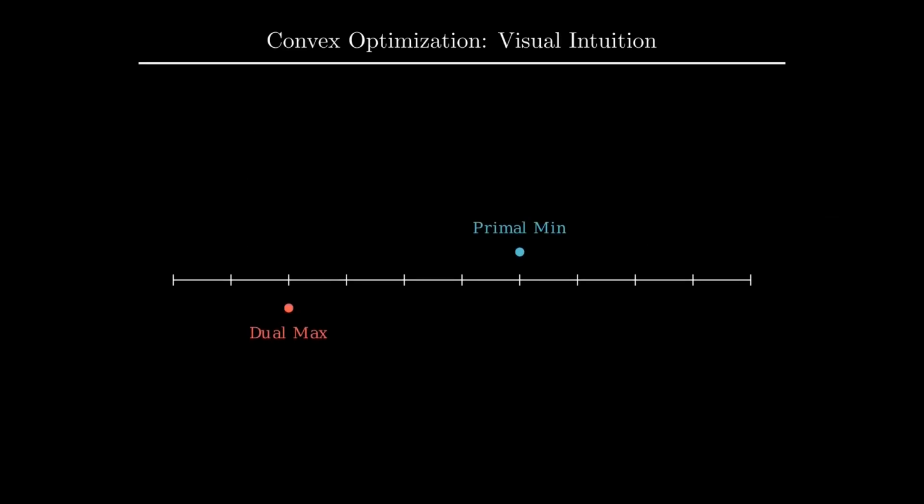Usually, the dual problem gives us a lower bound. The primal solution is somewhere above it. The distance between them is the duality gap.